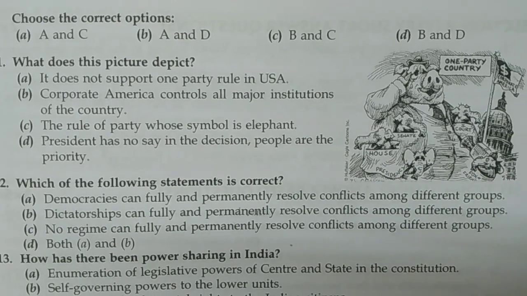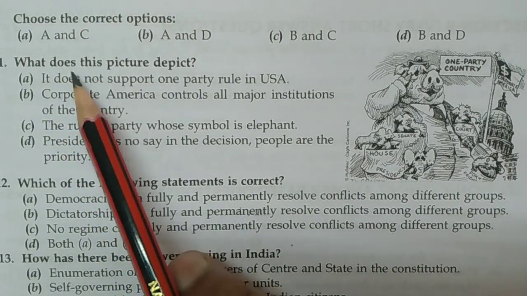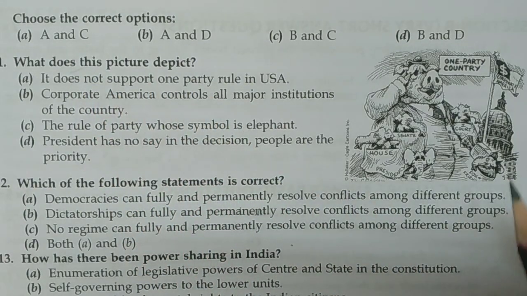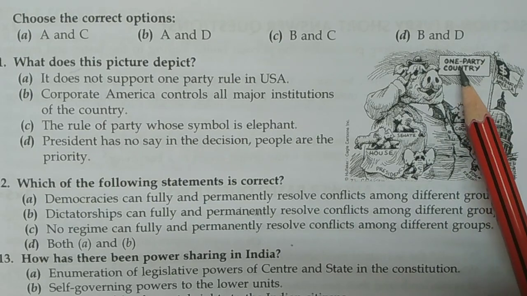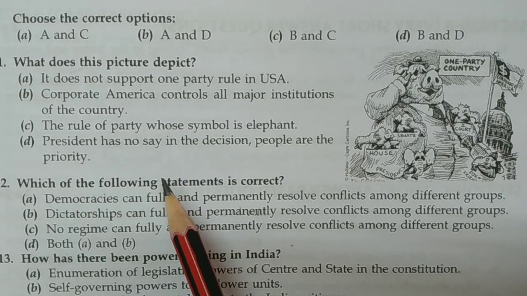Now see this image here in this question number 11. It's given here, what does this picture depict? Means that you have to see this picture properly. It's written here one party country, and see what is given here. All these little things are given here. You can easily understand from here and you can choose your correct answer from here.